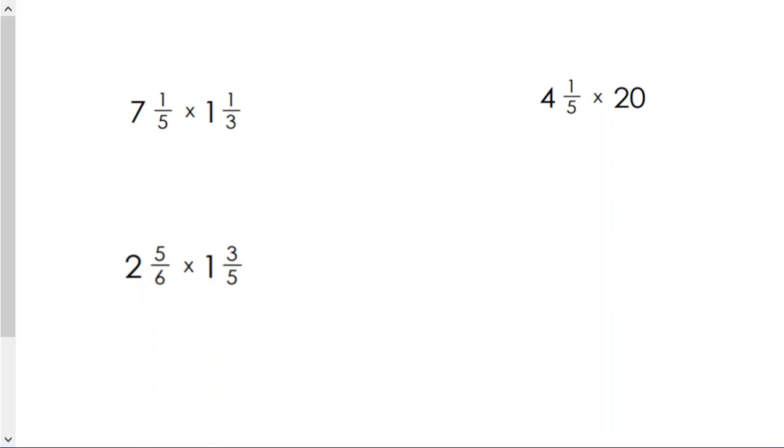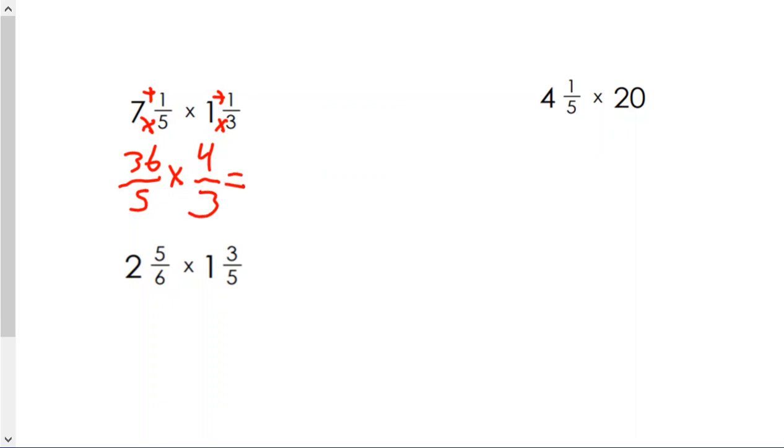So looking at this first example, 7 1/5 times 1 1/3. First, we're going to convert to improper fractions. In order to do that, we multiply 5 times 7, and then add the 1. So 5 times 7 is 35, plus 1 is 36/5. And we're going to multiply that by 3 times 1 is 3, plus 1 is 4/3.